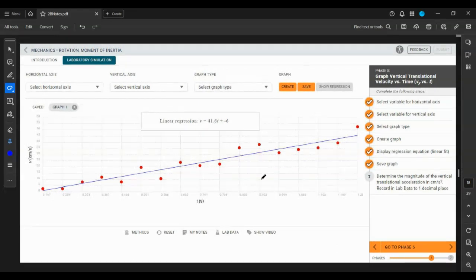And then we look at our line here. We're going to pull some information from this. So the acceleration that we seem to have, our change in velocity over time, is related to this slope.